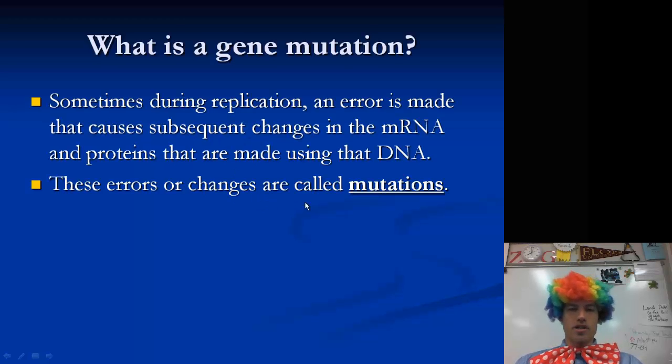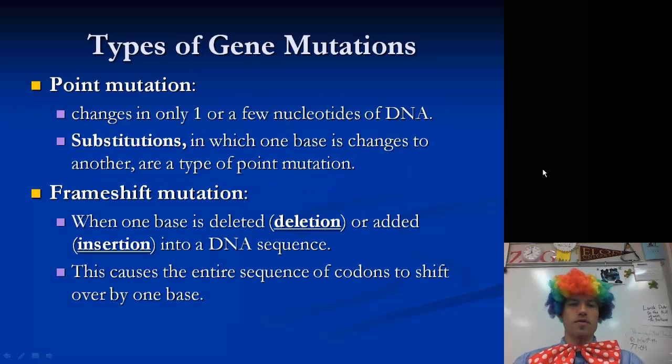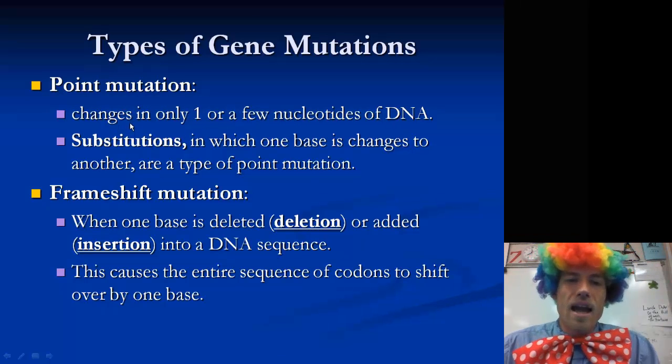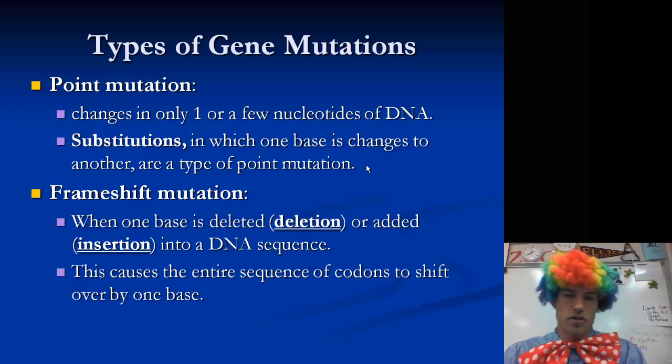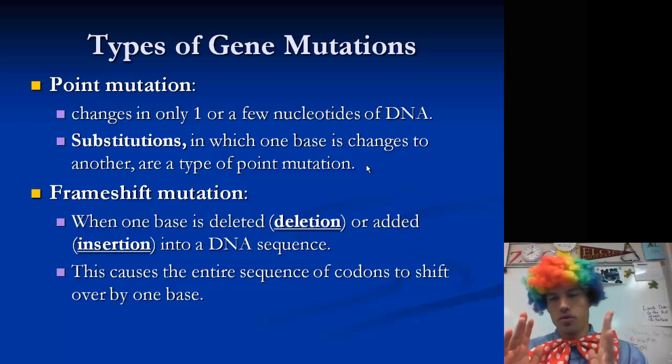All right, so mutations. Sometimes during replication, we talked about this before, an error can be made, and that's going to change the DNA, which is going to subsequently change the mRNA, which is then going to change my protein. So that's kind of how mutations work: we've got an error in replication that leads to a change in the DNA that changes the mRNA that's going to change whatever protein is made. So we've got a couple different types. We've got point mutations. Point mutations all basically occur in one or two nucleotides. And one type of that is a substitution in which one base is changed from one to another. So basically, like from A to G, or so on and so forth.